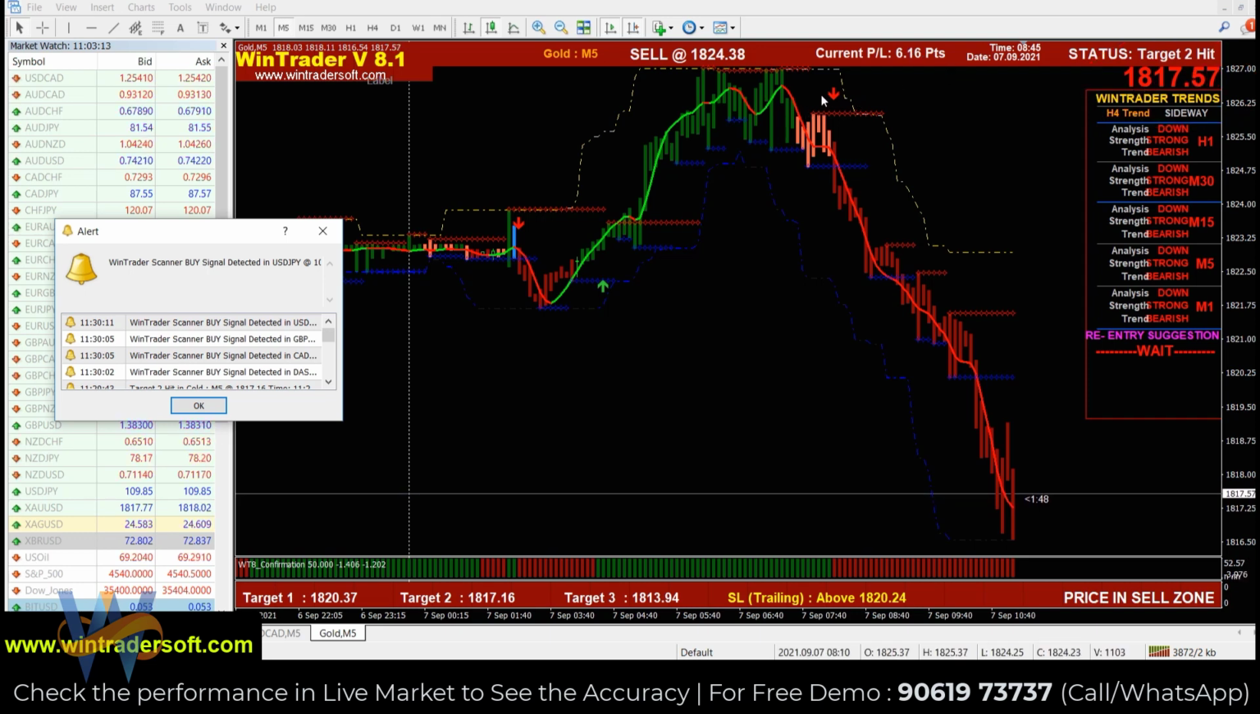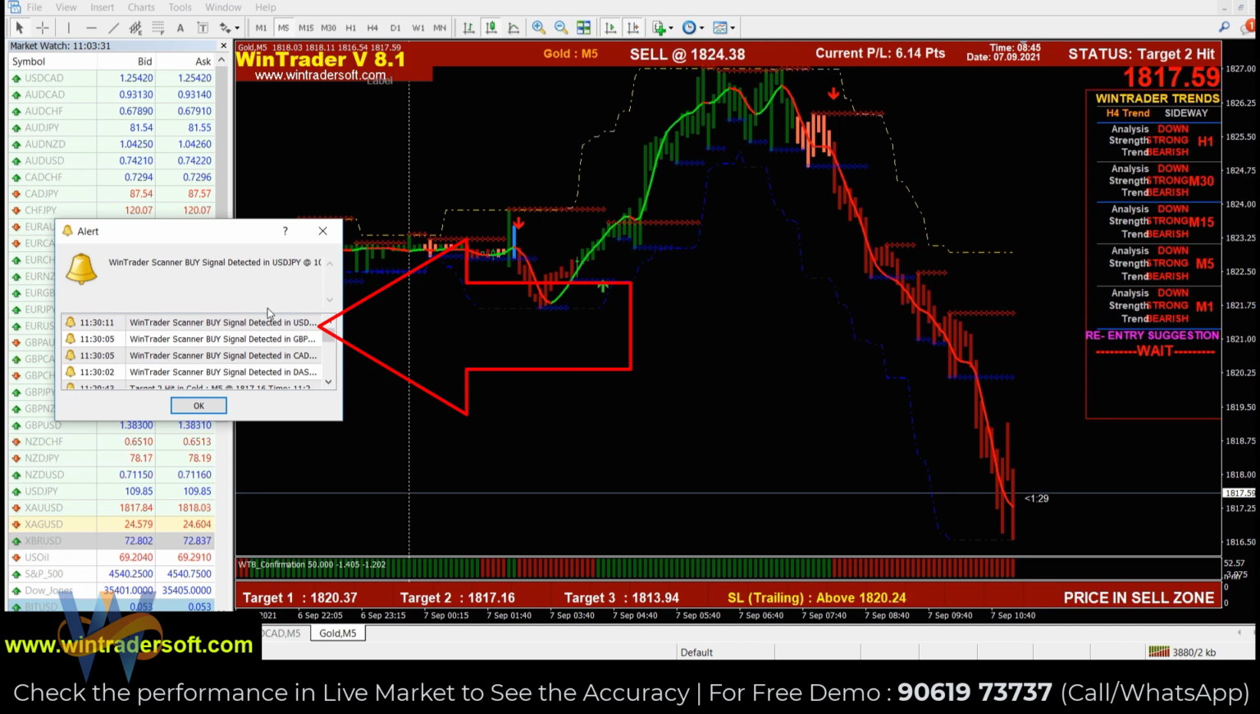You can see there is a red down arrow, that is our sell signal, and a green up arrow is the buy signal. These are the automatic signals. Whenever the software generates a buy or sell signal, at the same time an alert message will display on your screen with a sound effect, and it contains the exact entry point. You can see this alert message.